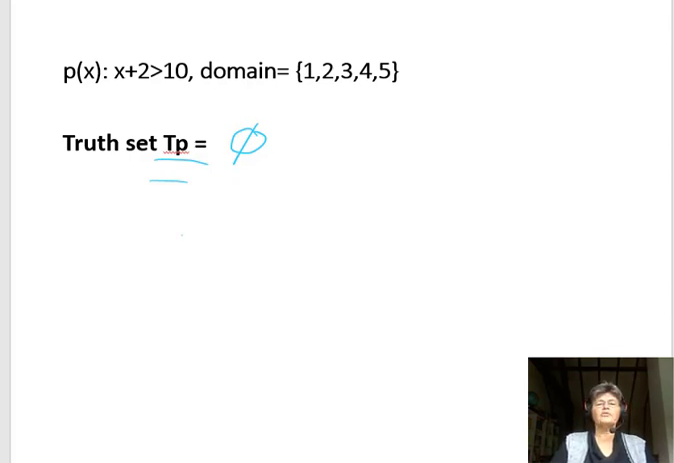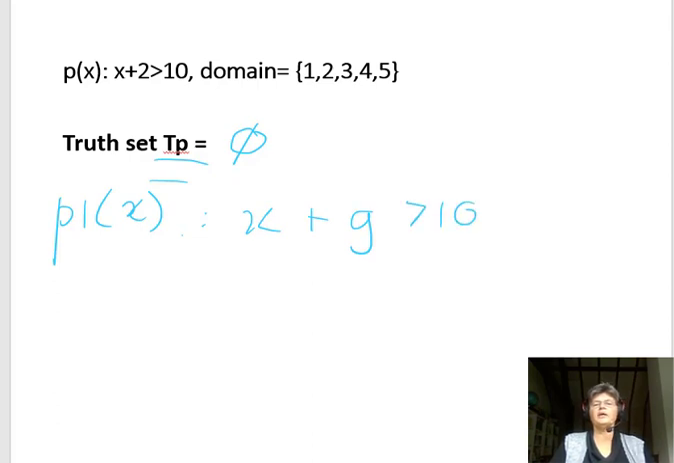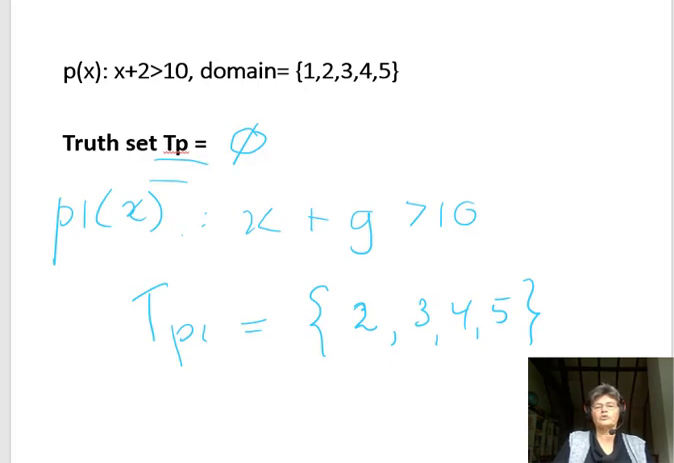If we look at another function, for instance P1, and we define this function as x plus 9 is larger than 10, and we use the same domain, then the truth set T_P1 would be the elements 2, 3, 4, and 5. 2 plus 9 is larger than 10. So the truth set is just the elements coming from the domain for which the function turns into a true proposition. Okay, so we now know a little bit about propositional functions.